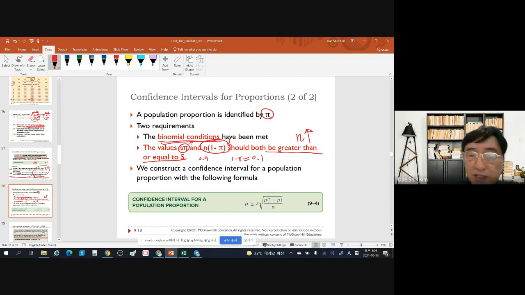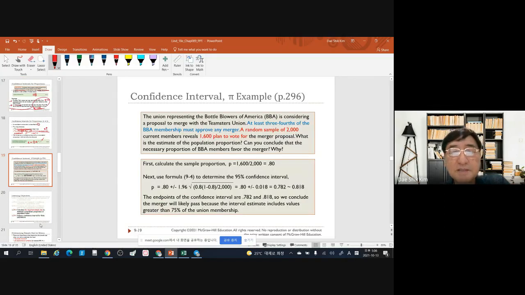In that case, pi should be p, the sample proportion, plus or minus the z value times the square root of p times q, that is p times (1 minus p), divided by n. We have studied this already in chapter 8. Look at the example on page 296.